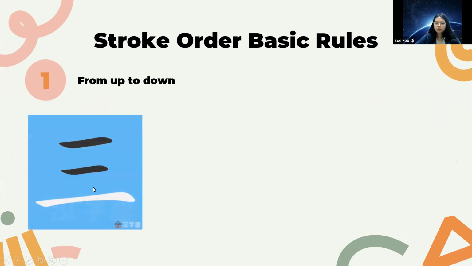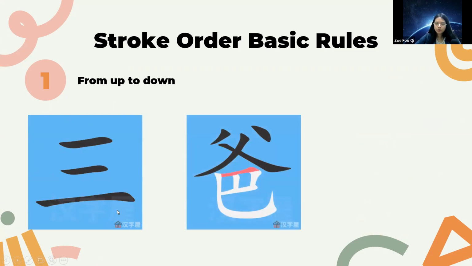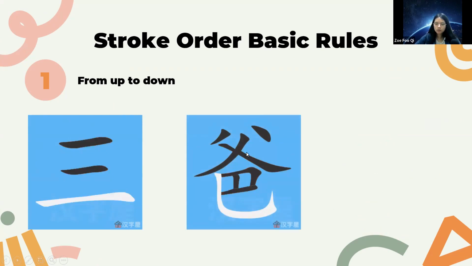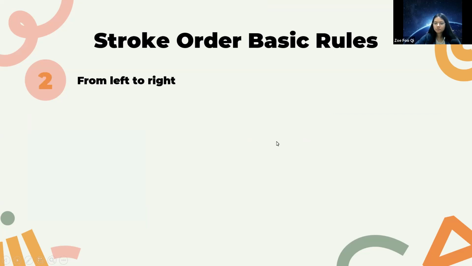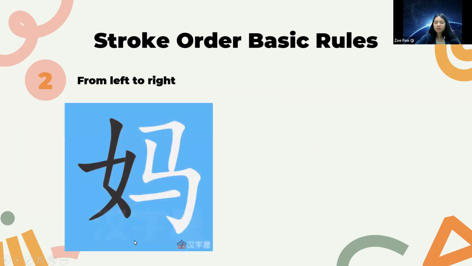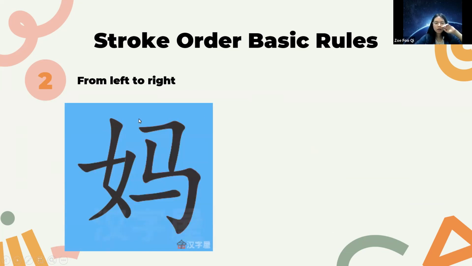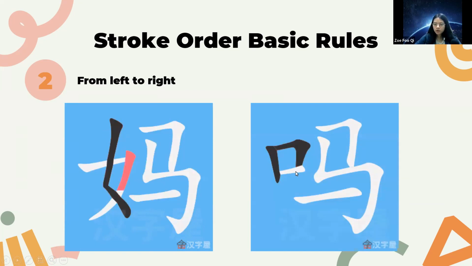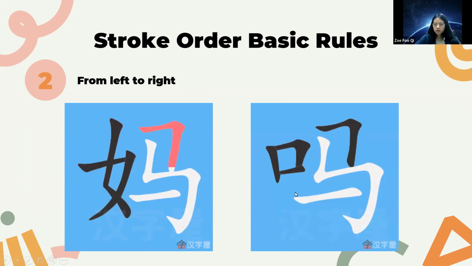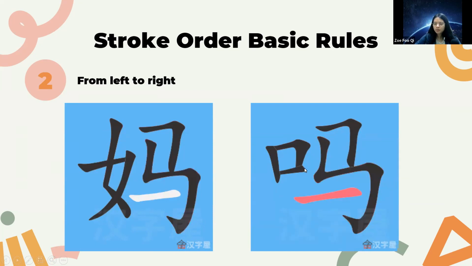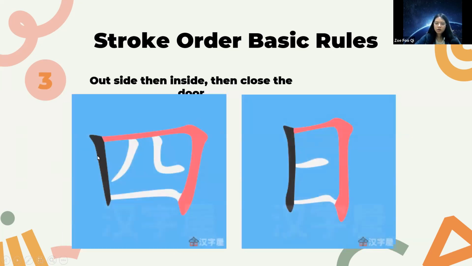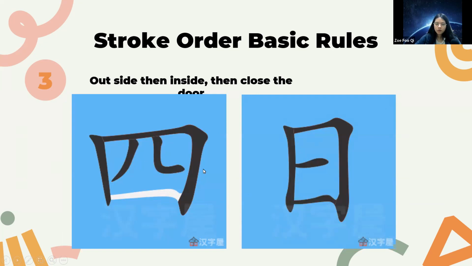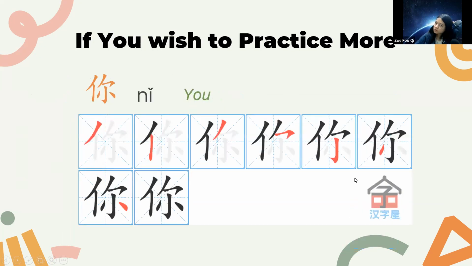Okay, so this one is from top to bottom, from up to down. So we complete this one. This one also from top to bottom. This one is from left to right. So for this one we have left and right components, right? So we complete the left side, then we complete the right side. And then as well, we start with the upper part, then complete with the bottom part. So we draw the outline, fill in the inside, and close the door.